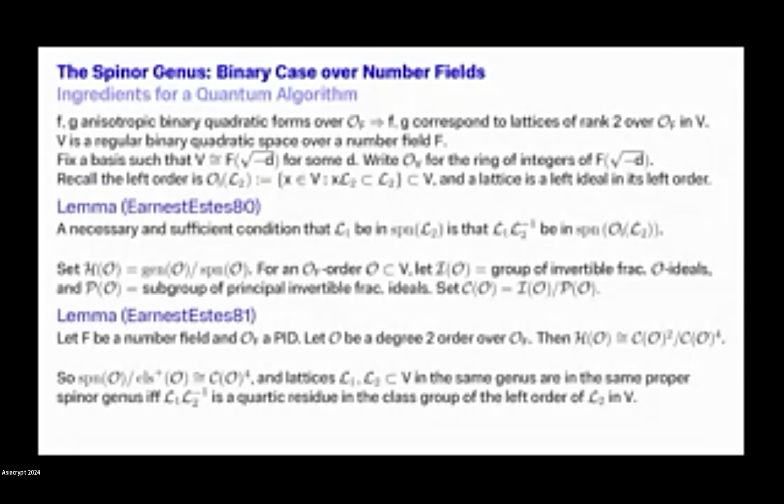It's a fairly technical slide, but the point here is in this last line. What this says is that, like for forms over the integers, if the ring of integers of F is a PID, we can convert our problem for quadratic forms into a problem of fourth powers in a class group.